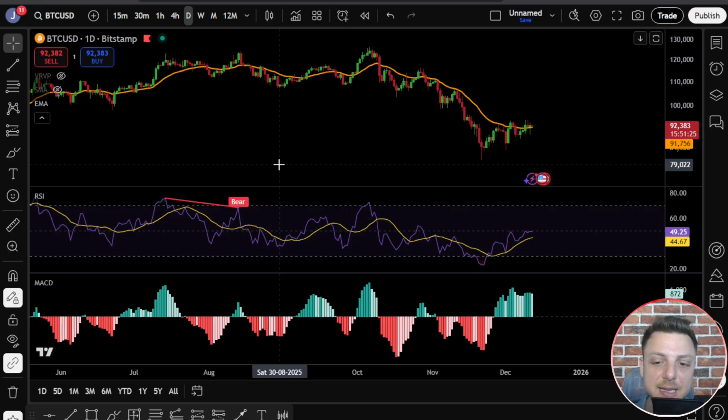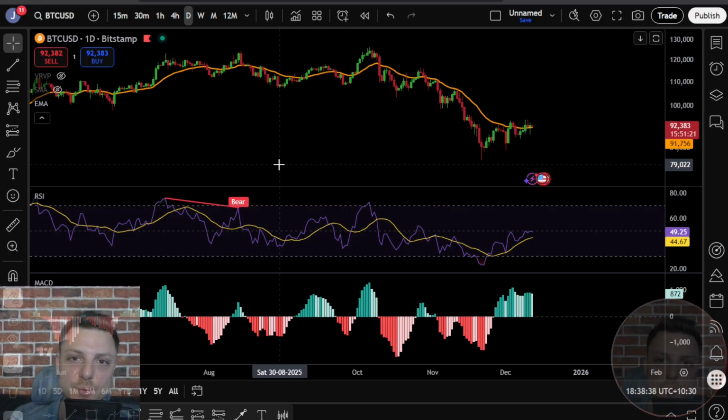Those are the 3 indicators that I'm using every single day to be able to day trade crypto.